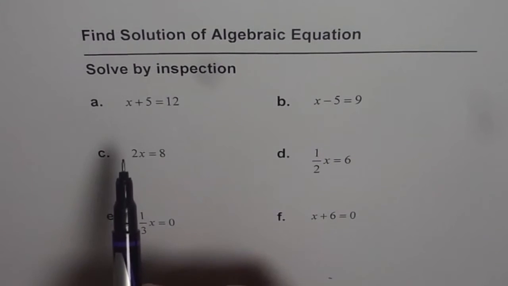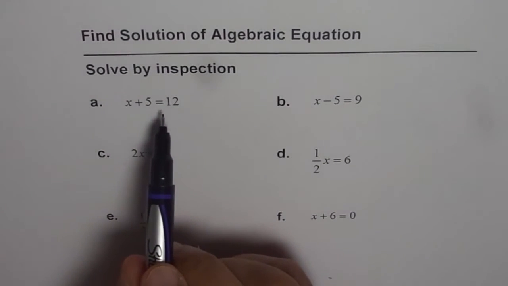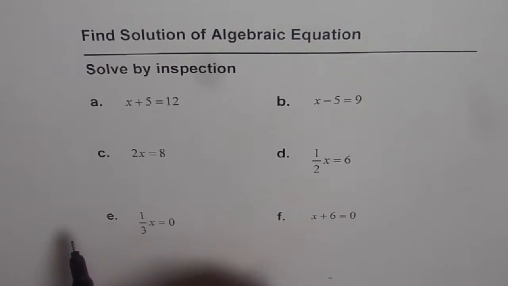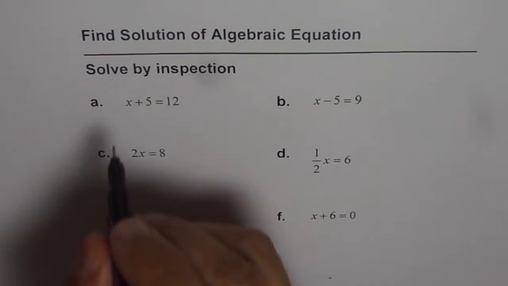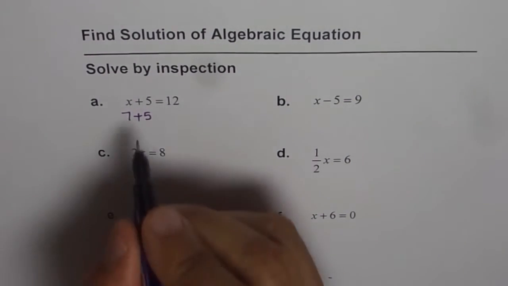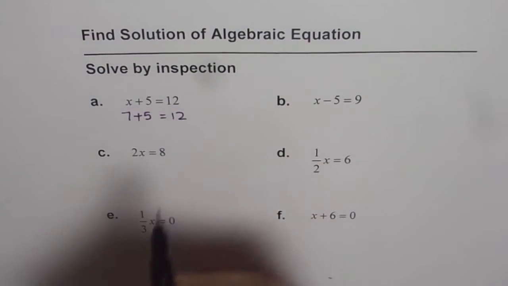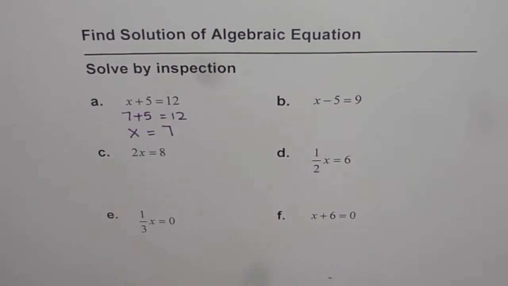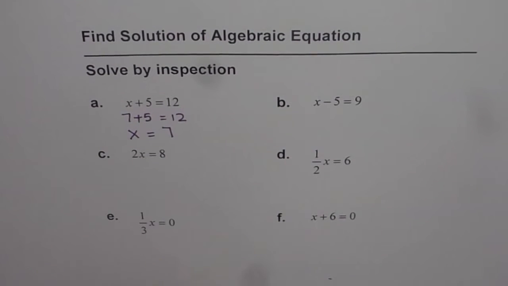The very first one is x plus 5 equals 12. Now what should be the value of x so that x plus 5 becomes 12? This is what you have to figure out. Well, I know 7 plus 5 is 12. That means x should be equal to 7. That is the solution by inspection. Do you understand? Let's make another attempt.